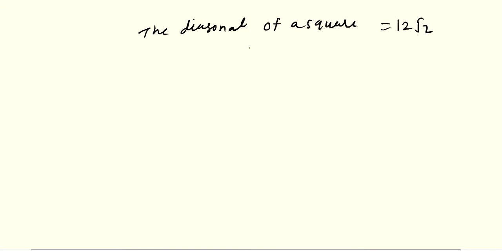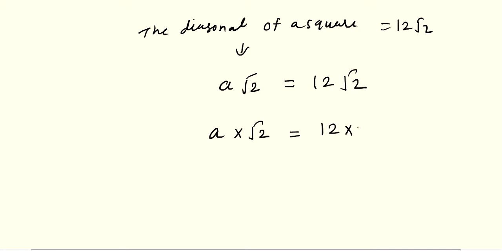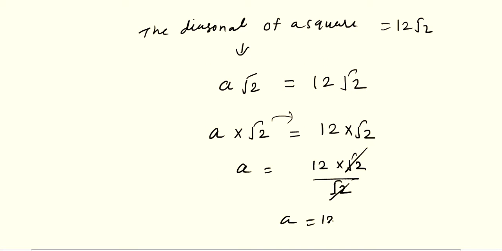The diagonal of a square: we have a formula for it. The diagonal of a square is a root 2. So a root 2 is the diagonal of the square, which equals 12 root 2. This a root 2 can be written as a into root 2 equals 12 into root 2. Now a equals 12 into root 2 divided by root 2. Why divide? Because on this side we have multiplication, so on transposing to the right hand side we have to divide. So this root 2 gets cancelled. So a equals 12 centimeters.